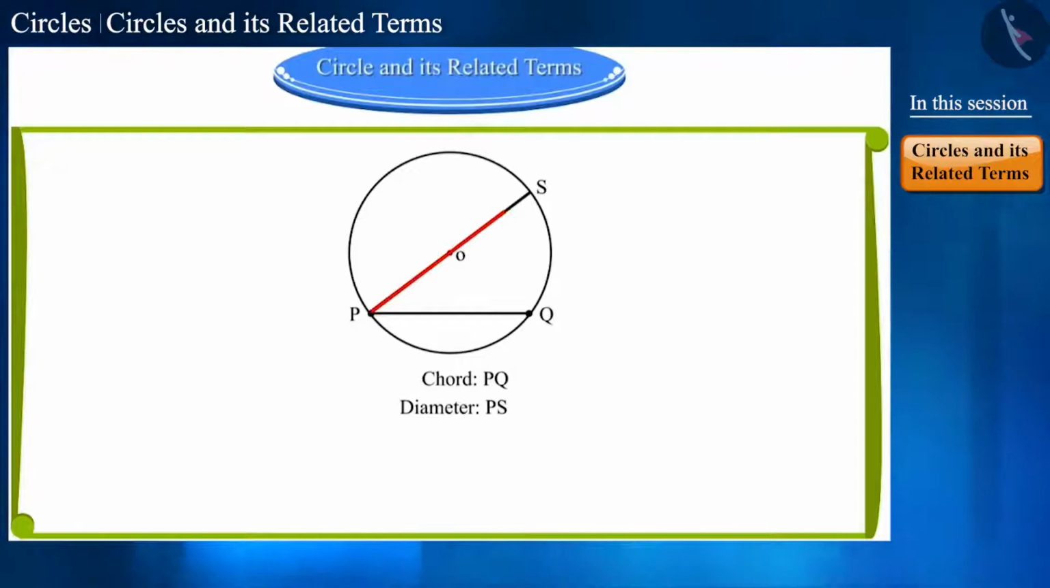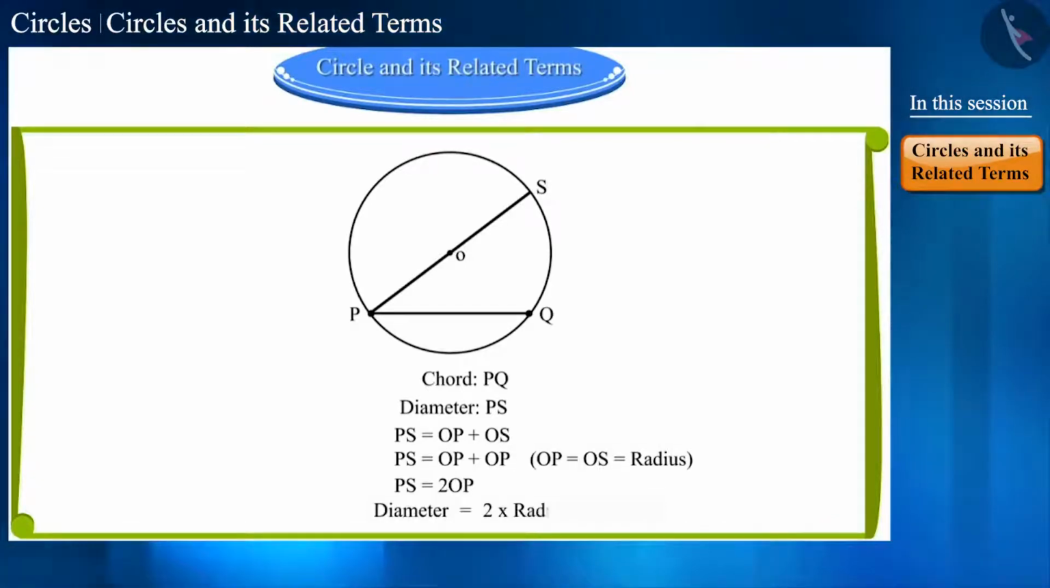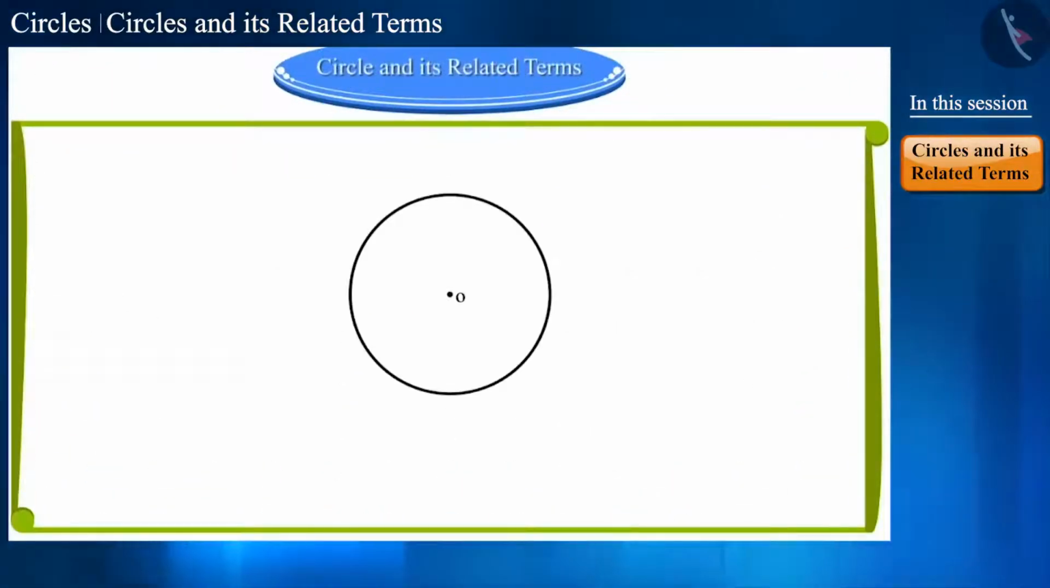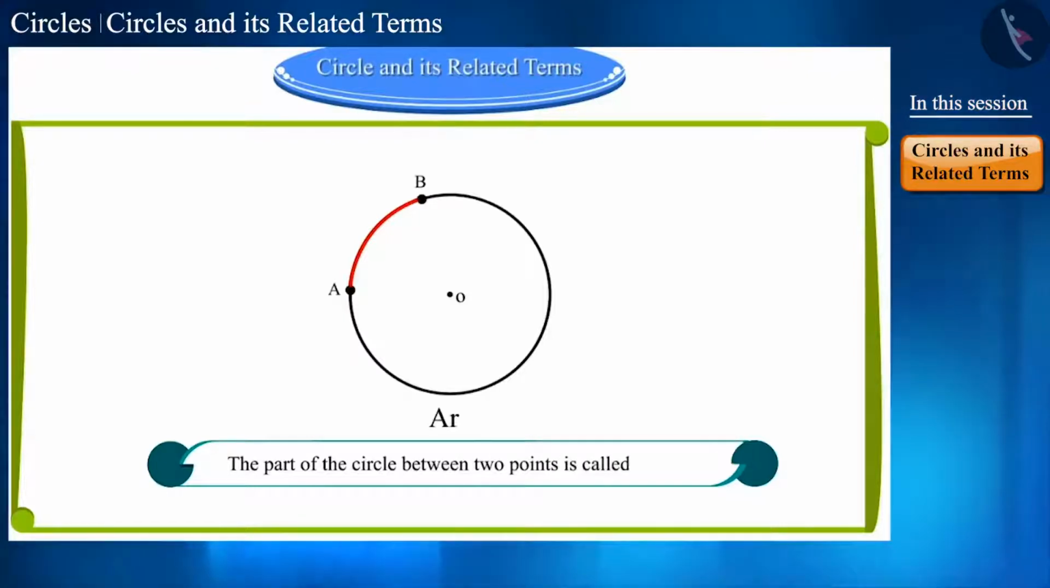Friends, look at this diameter PS carefully. It is made up of 2 radii. That is, the length of the diameter is twice the radius. If we take 2 points on a circle like this, then the part between these 2 points is called an arc.